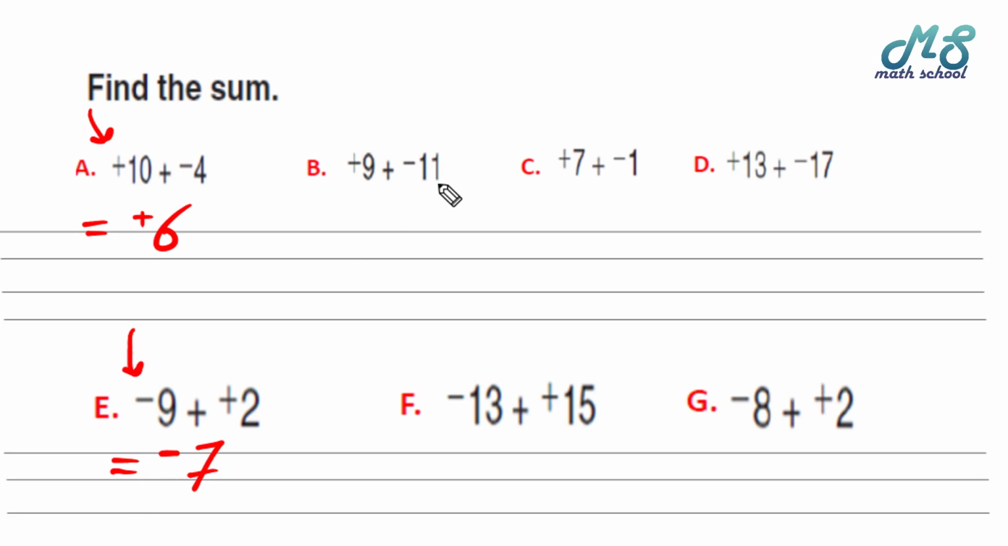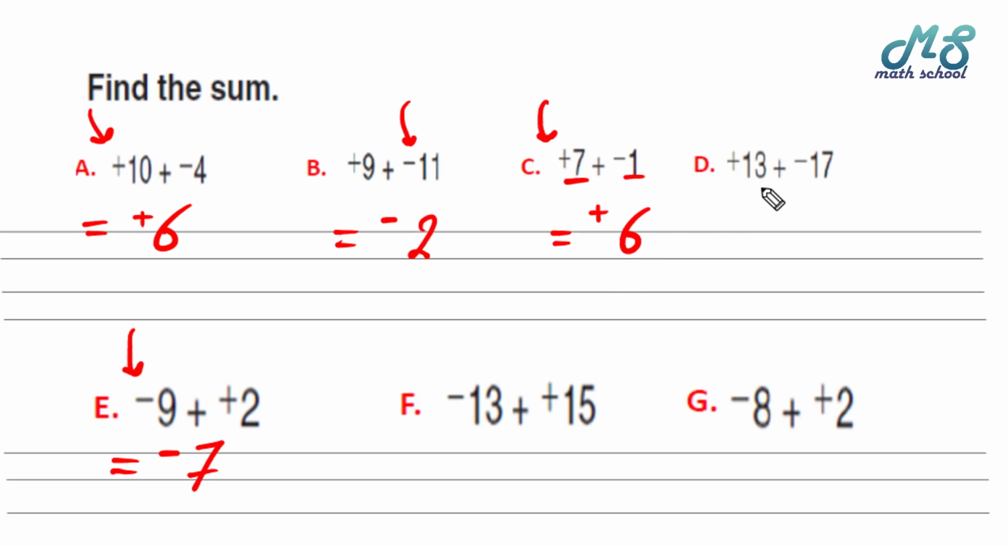Next, 9 plus negative 11. The difference between 9 and 11 is 2. And put the sign of the larger one, so it will be negative 2. Positive 7 plus negative 1. First, find the difference between 7 and 1, it will be 6, and put the sign of the larger one, so it will be positive 6.